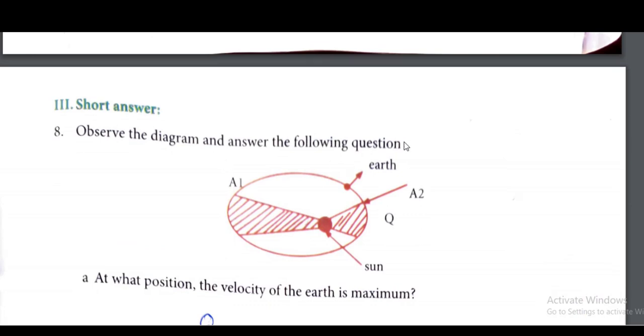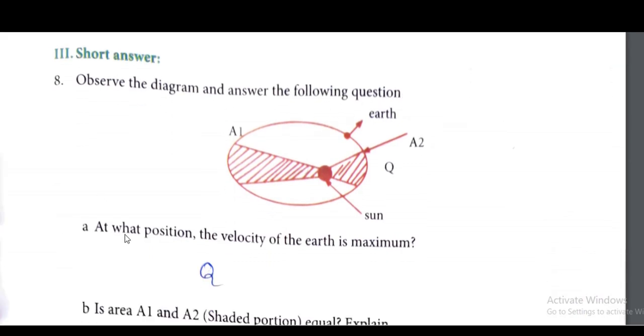Then short answers. Observe the diagram and answer the questions below. At what position the velocity of the Earth is maximum? Definitely at Q, since it has to cross this much distance over a short period of time, so it has to increase its velocity. But this curve should not be like this. This curve should be somewhat lesser compared to this area, okay? But the area is correct.